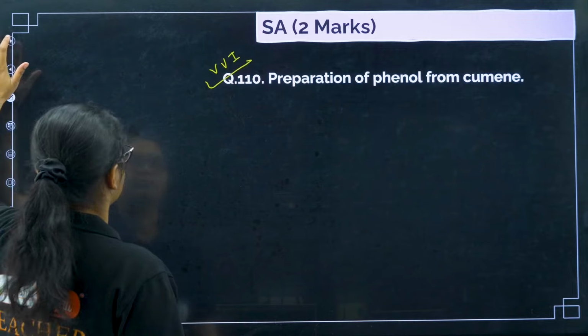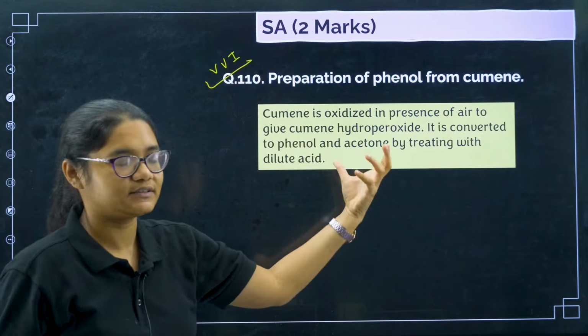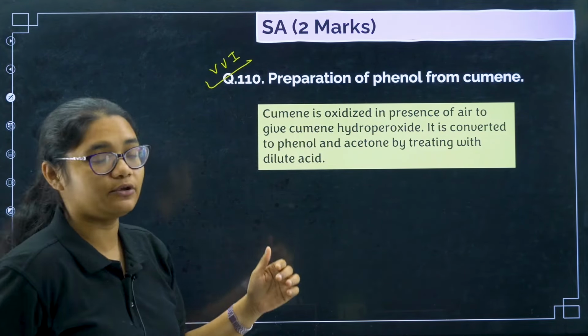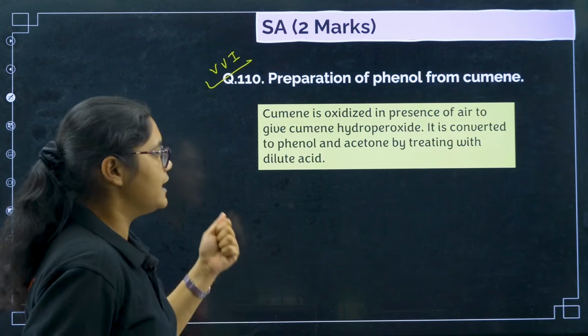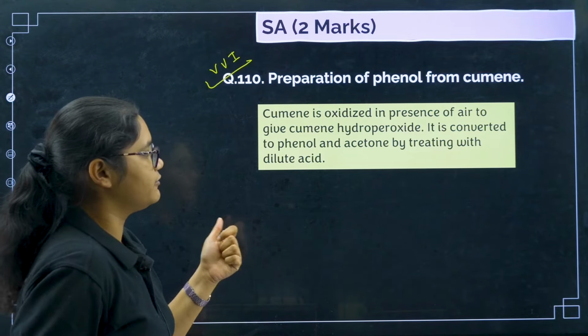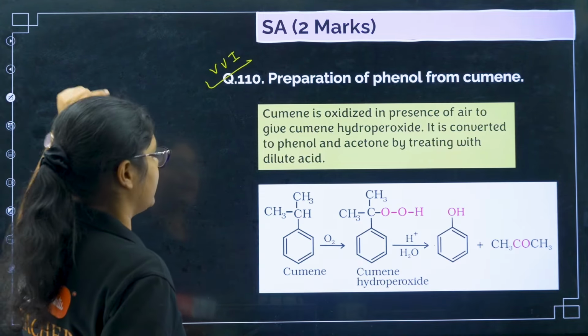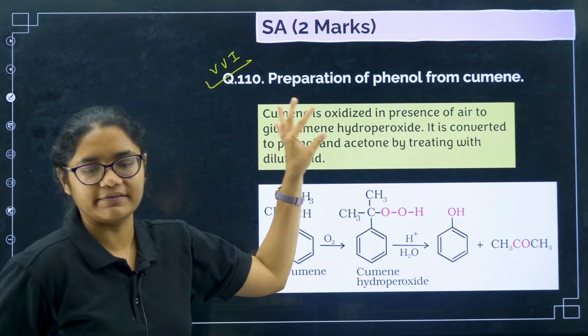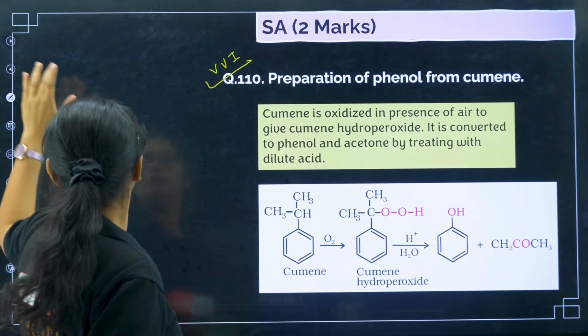Okay, so reactions of cumene. So cumene is oxidized in the presence of air to give you cumene hydroperoxide. Now it is converted to phenol by treating it with dilute HCl. So this reaction you have to write, and this statement you can write. This will give you 2 marks.